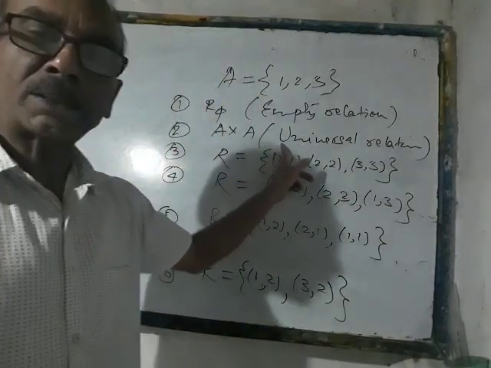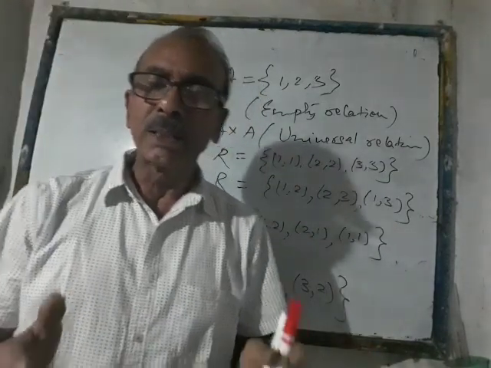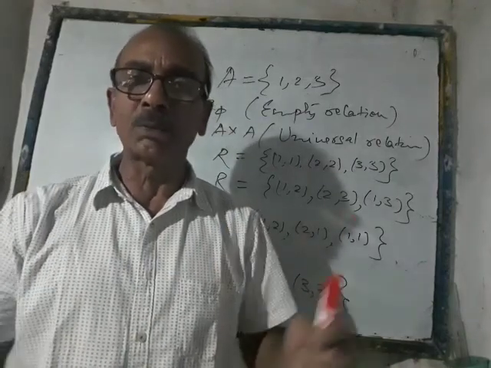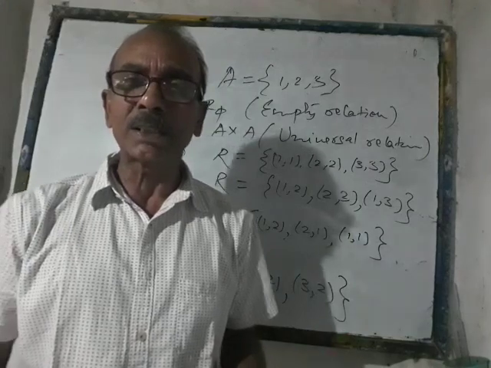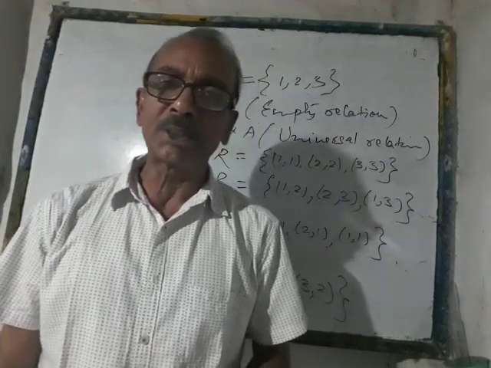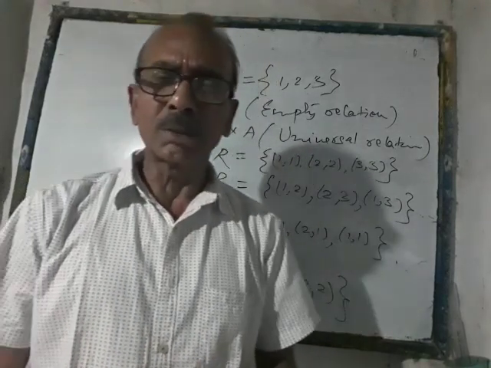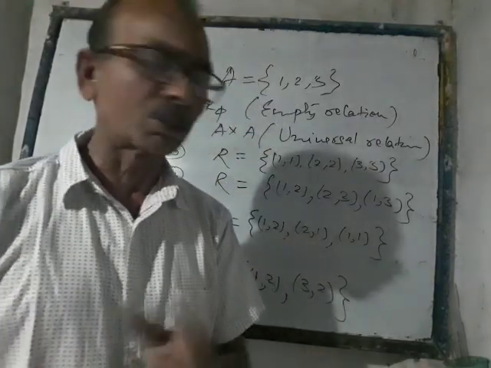Anyway, so far as the universal relation is concerned, A cross A, if you go on taking A cross A, you will find all those elements of A cross A over there in the universal relation. Naturally, that will be reflexive, symmetric as well as transitive. You just go on watching yourself, that is quite easy.